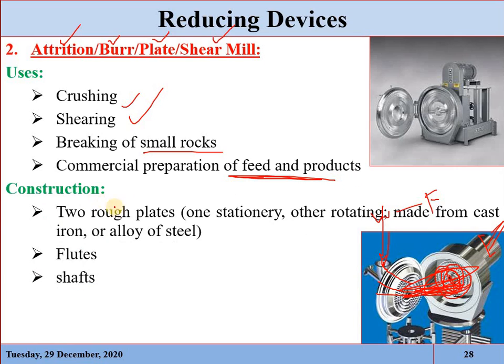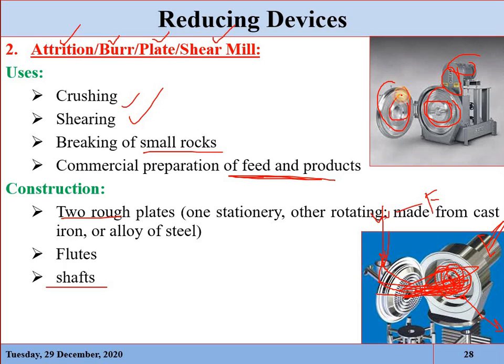See, it has just two rough plates. Okay, one is this plate and second one is this plate. And there are feed inlets through which you are entering the product and through which the reduced product will be removed, and the shaft through which these two plates are rotated. Here you can see that a motor is attached and a belt or chain is used for rotation of these two plates.